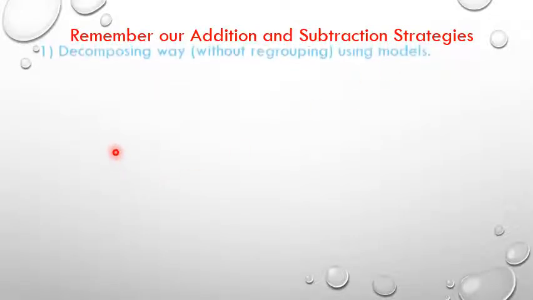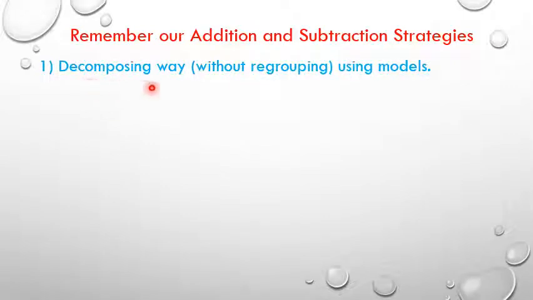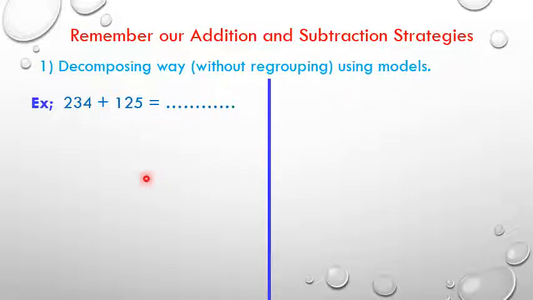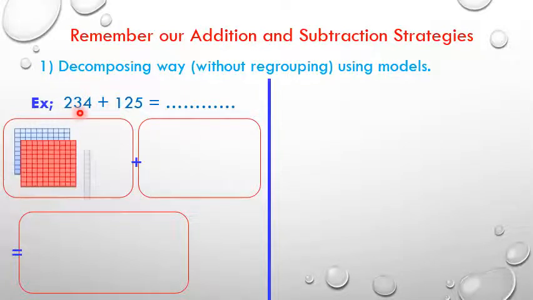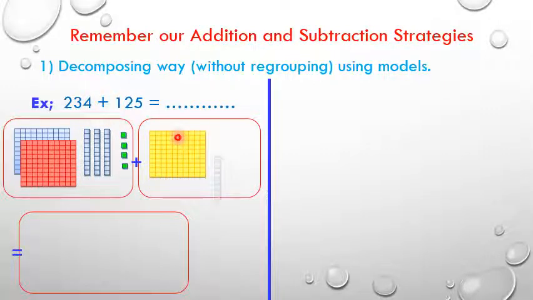Okay, first strategy here, we will remember the decomposing way without regrouping using models. In the first exercise, 234 plus 125, we will use our models. We will draw using our pencils. Here we have 2 in hundreds place, 3 in tens place, and 4 in ones place. The second number has 1 in hundreds place, 2 in tens place, and 5 in ones place.